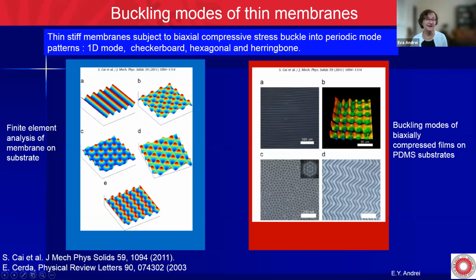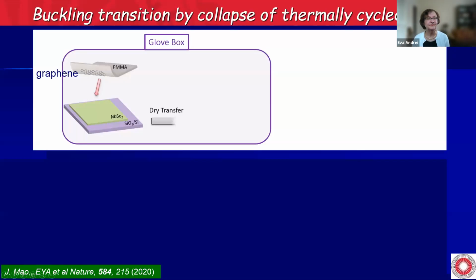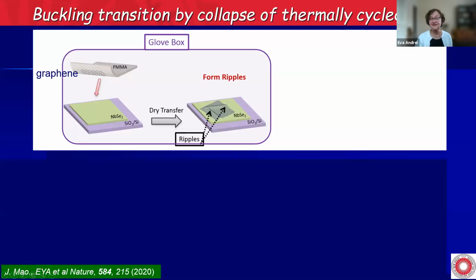So graphene is the ideal stiff membrane. It's one of the stiffest materials known, and it is the thinnest material known. So let's see what happens. Can we actually create this kind of stress? It turns out that we can, and this was kind of an accidental discovery.